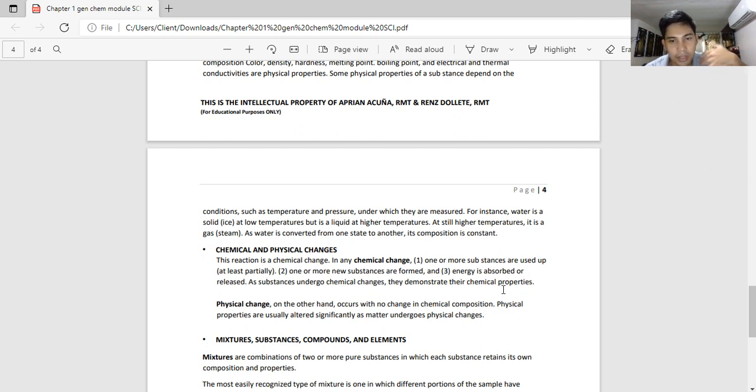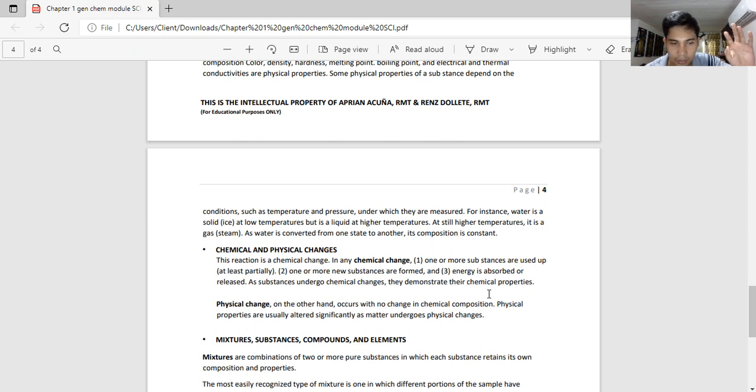They demonstrate their chemical properties, like our magnesium oxide. It is a chemical change, as it used energy and released energy. When you burn magnesium, it is used up and releases heat energy, then the magnesium and oxygen combine.